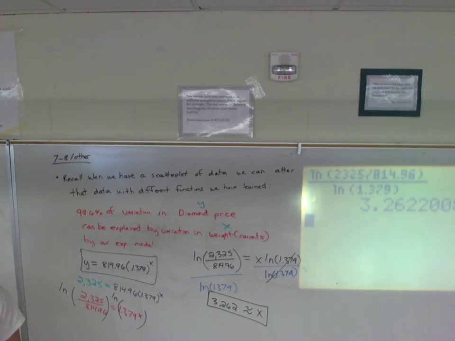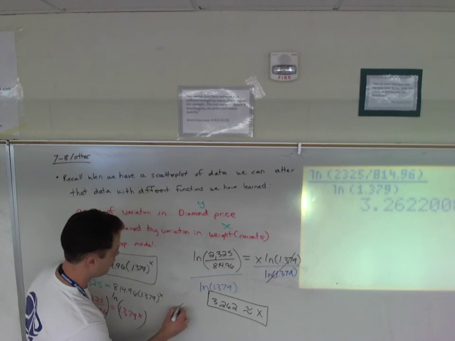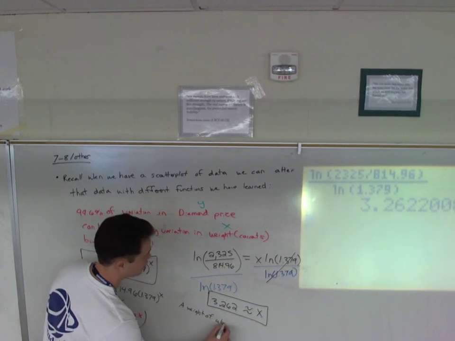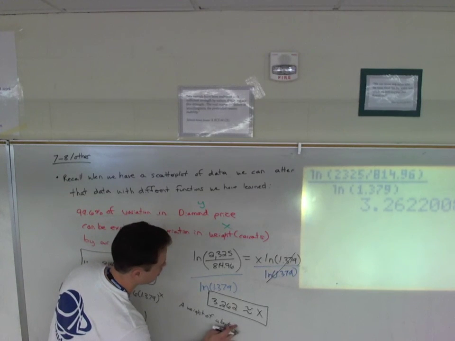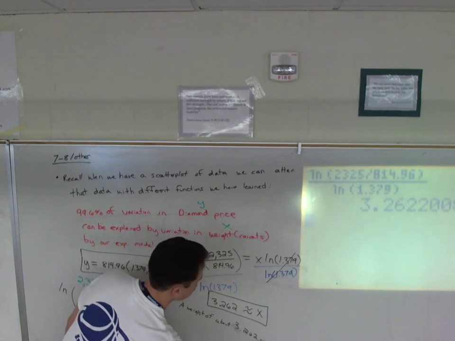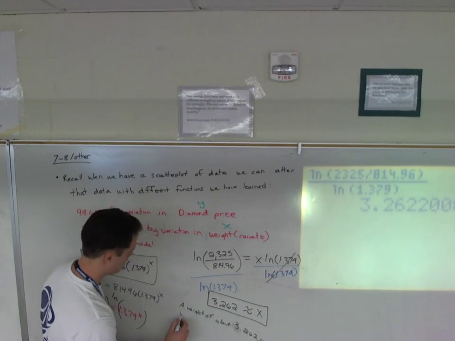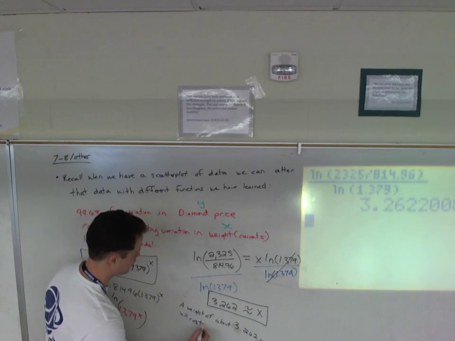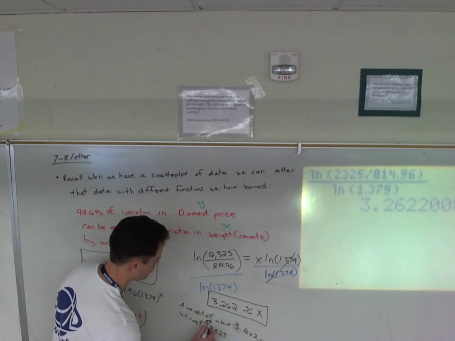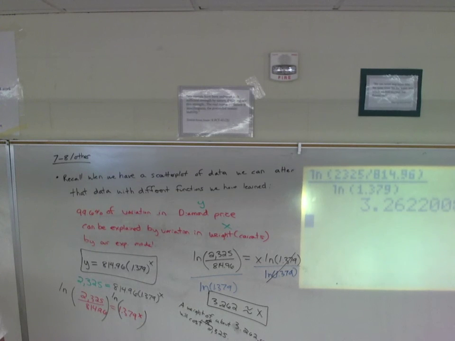Okay, so let's put that back in context. A weight of about 3.262 carats, make sure you put your units in there, will cost $2,325. It's just an estimate, right? It's not exact. It's just our model's estimate.